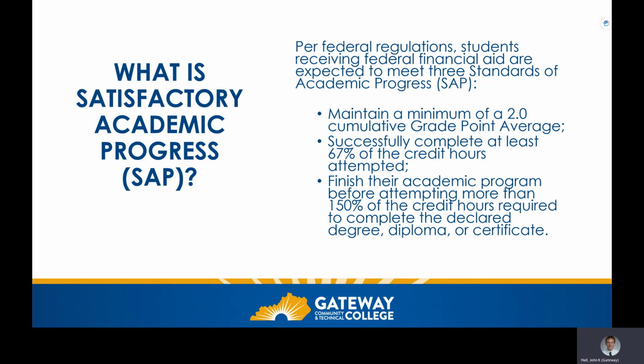Students must maintain good standing in order to continue receiving their financial aid, or else they'll be unable to receive financial aid in the future. For students to remain in good standing, they must meet 3 metrics. These metrics are to maintain a minimum 2.0 cumulative grade point average, to successfully complete at least 67% of the credit hours attempted, and they must finish their academic program before attempting more than 150% of the credit hours required to complete the declared degree, diploma, or certificate program that the student is enrolled in.